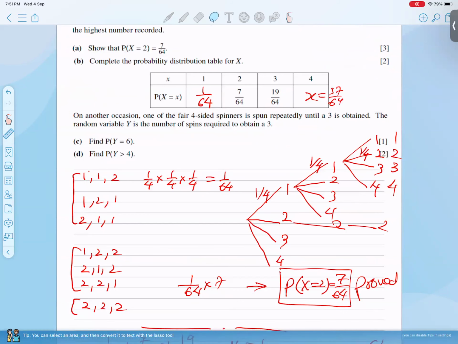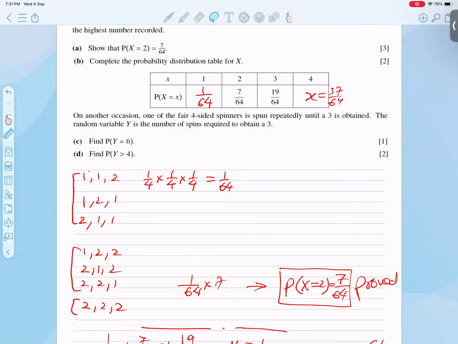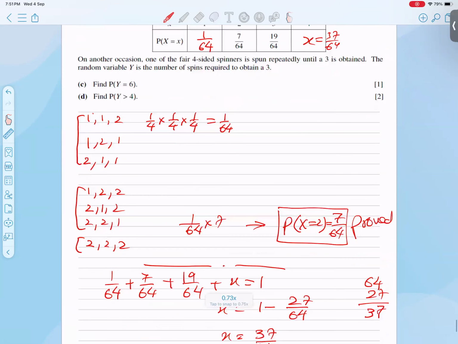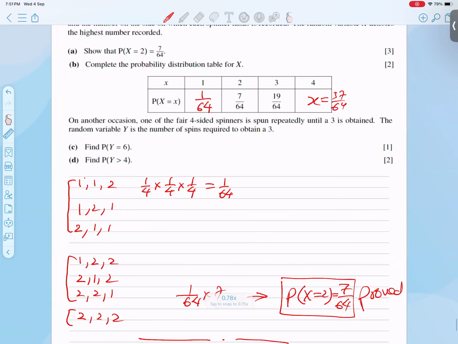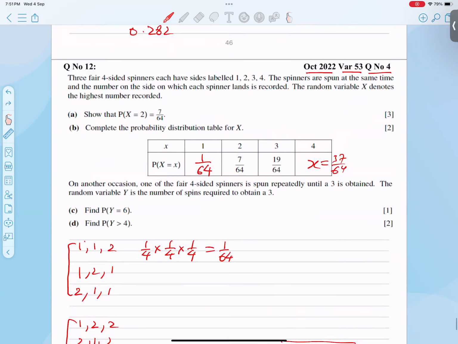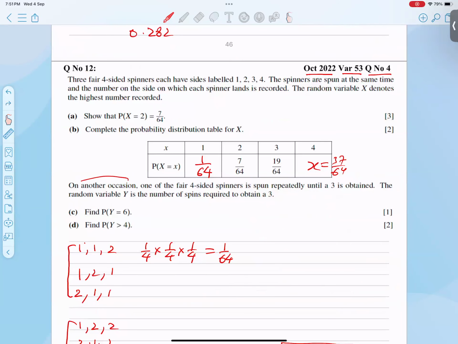Now let's talk about the next part. What is the next part, students? We have to read it carefully. On another occasion, first we talked about 3 spinners, but now he said one of the 4 spinners is spun. So we will not take all 3 spinners now. The next 2 parts will take only 1 spinner, spun until we get a 3. When the word until comes, this is an example of geometric probability.